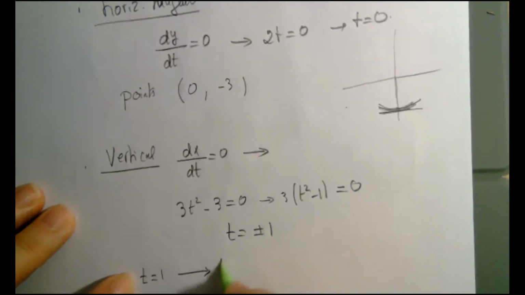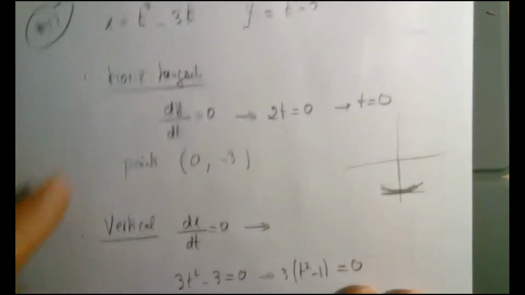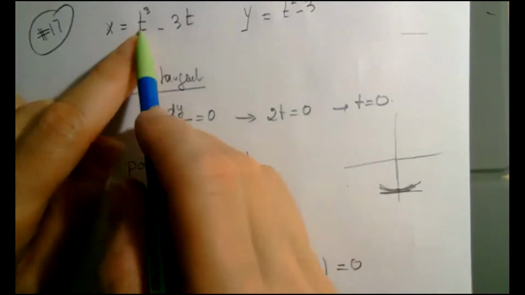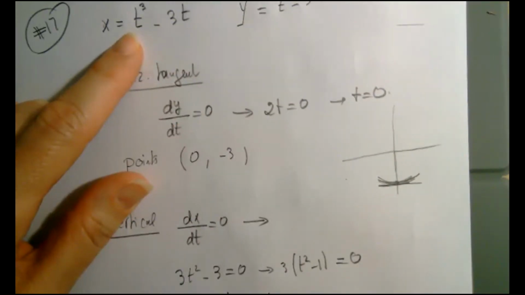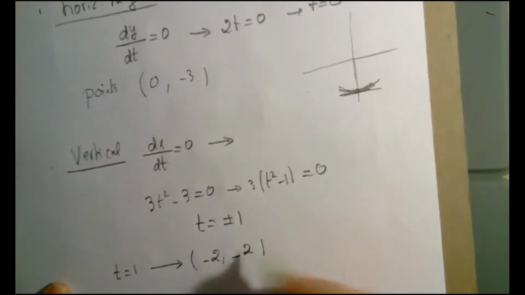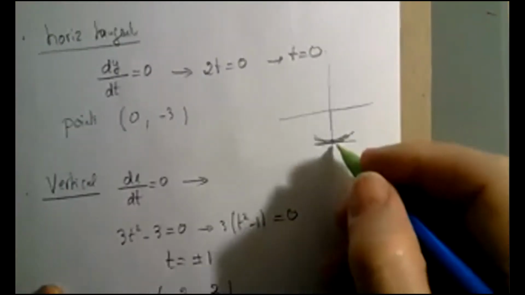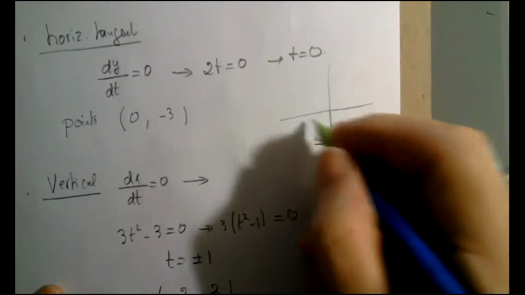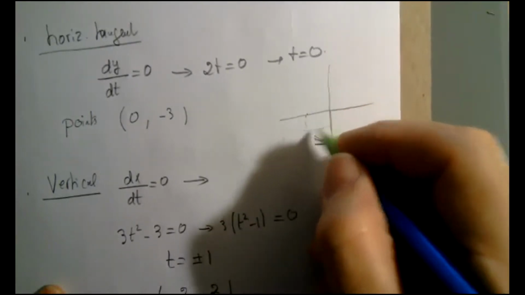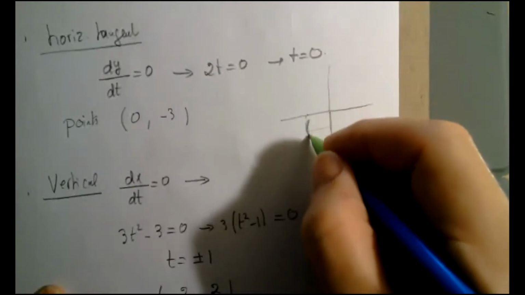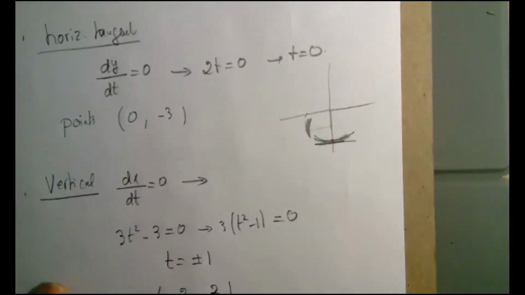For t equal to 1, the point would be, my x is 1 minus 3, I plug in 1 for t, so x is minus 2, and my y will be 1 minus 3, which is minus 2. So on the graph, at the point minus 2, minus 2, somewhere in here, the graph will look a little bit like that. That's really what I'm getting so far.